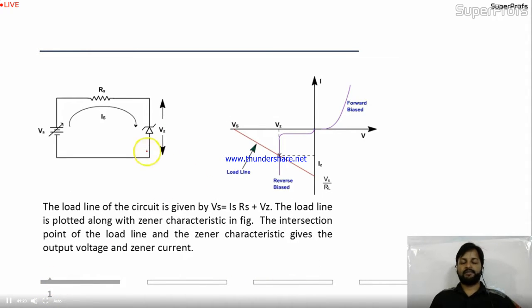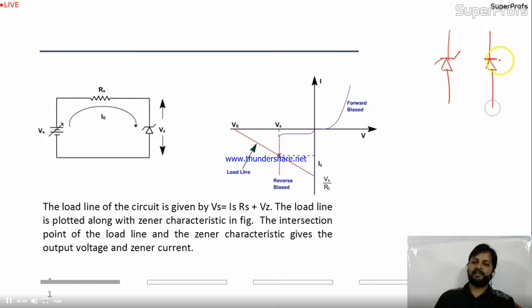This is the symbol of Zener diode, always like this. The simple diode is like this, but in the Zener diode you are making a bent Z for Zener. Okay. So friends, if you observe this Zener diode, it is biased in negative. This is the negative biased, or reverse bias you can say.